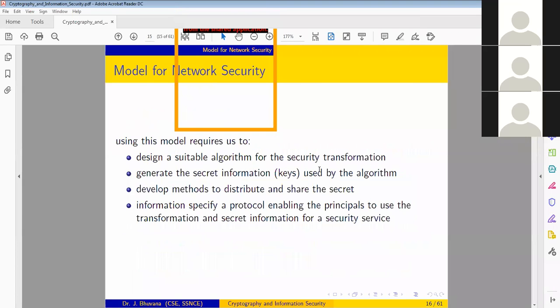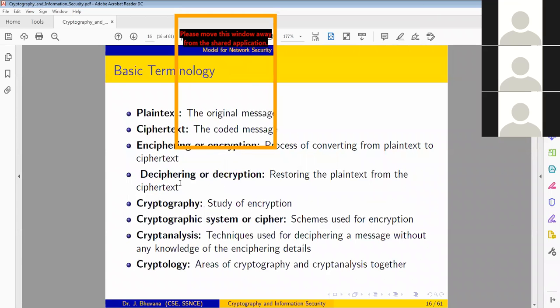The first one is plain text. What is plain text? I am generating a message as a sender which I want to communicate with the receiver. That original message I generate will be the plain text. I apply some security procedure over the plain text, and now the original plain text is converted into a secured message. The secured message will be called ciphertext. The security transformation I apply on the plain text that converts it into ciphertext is called enciphering or encryption.